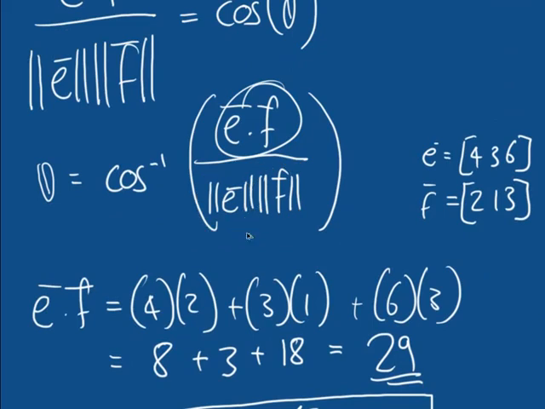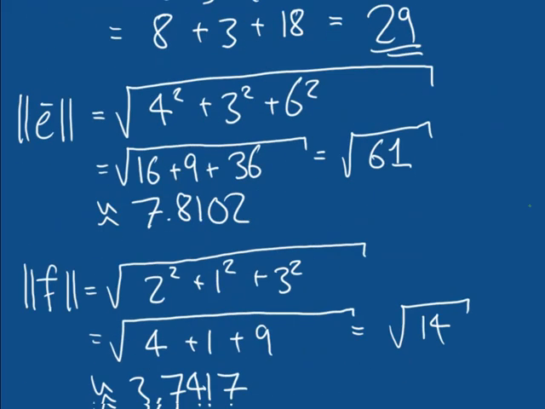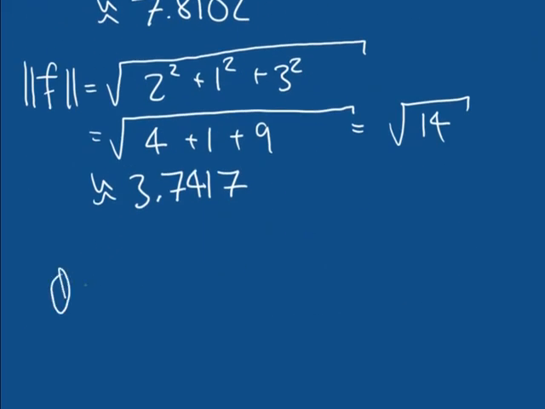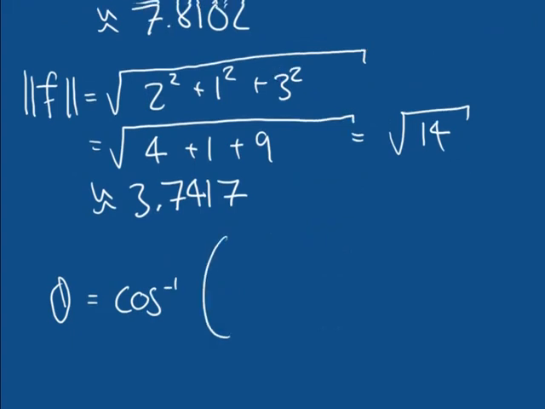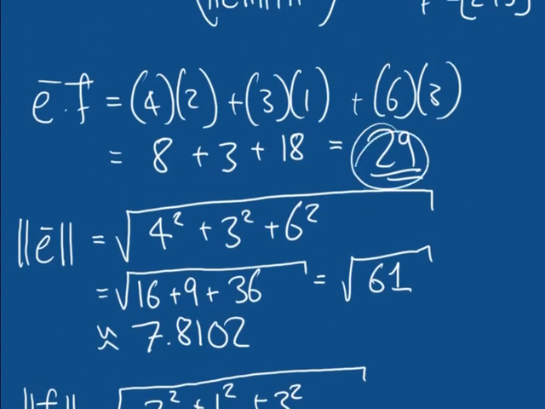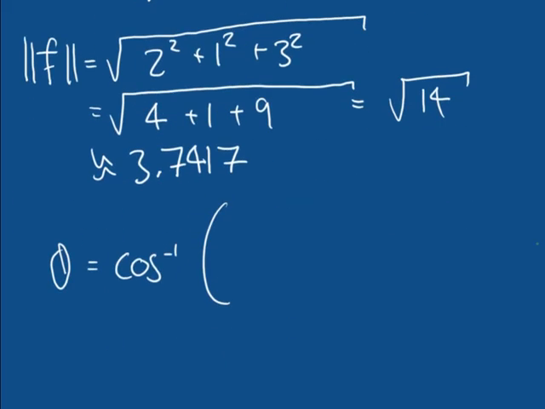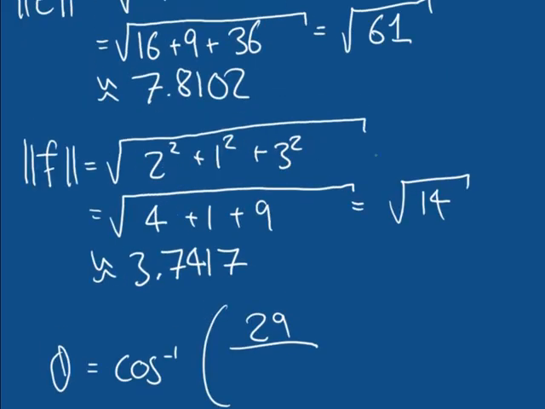So we now know e dot f, we know the length of e, and we know the length of f. So we can rewrite this equation because we know theta is equal to the inverse cosine of e dot f, which we calculated as 29, divided by the length of e, 7.8102, multiplied by the length of f, 3.7417.